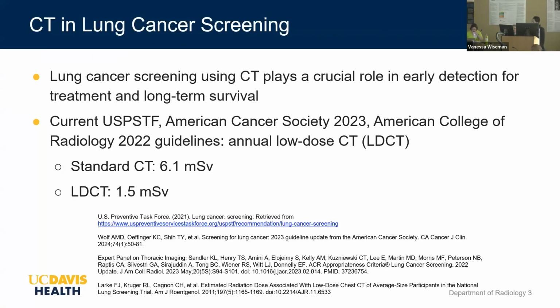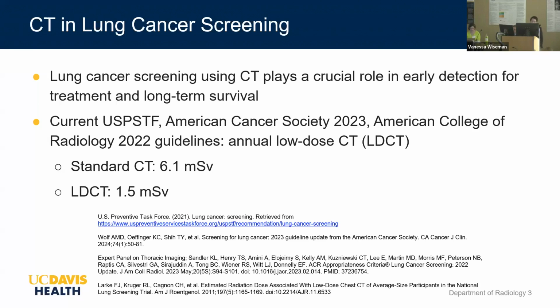Lung cancer is a leading cause of cancer death in the United States. Although death rates have drastically decreased due to successful efforts in tobacco cessation and improved cancer therapy, cancer survival remains poor largely because incidental cases are found in the regional and distal stages. Thus, early lung cancer screening using CT plays a crucial role in early detection for treatment and long-term survival.